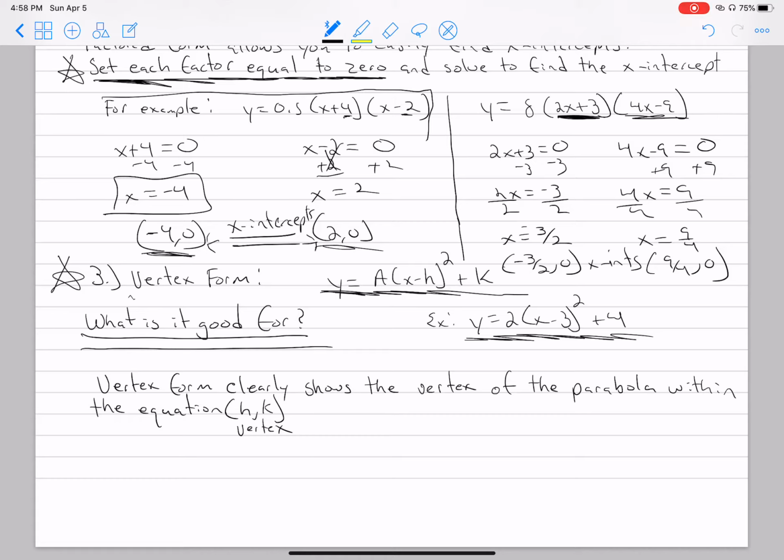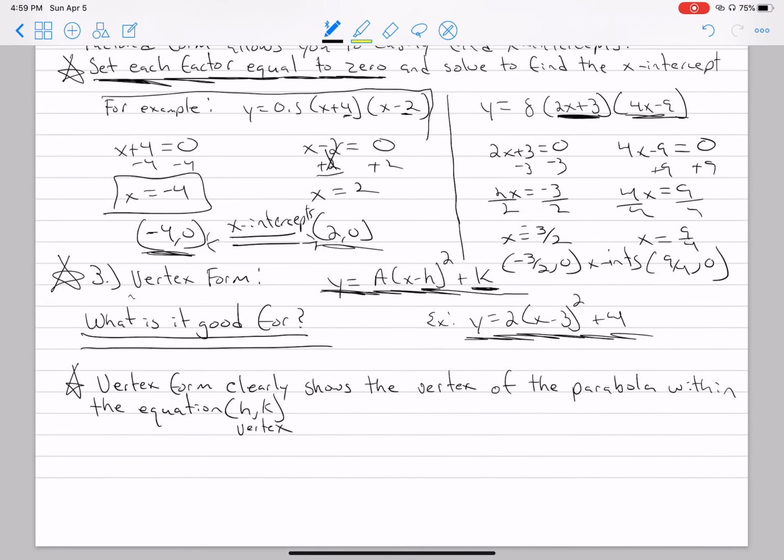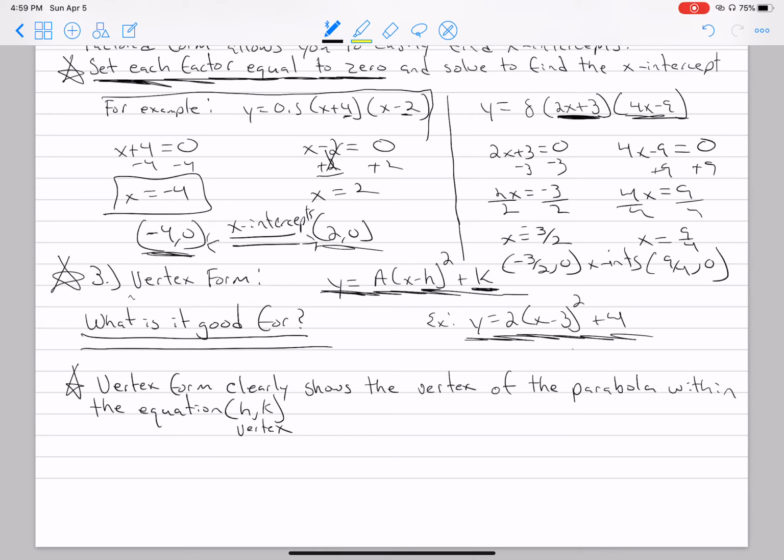I got this. Vertex form is good because it clearly shows the vertex of the parabola within the equation. H and k give me the vertex, right? It's going to be the opposite of h and whatever k is, okay? So in this one, the vertex is going to be at the point 3, 4, because I take the opposite of this. So it says -3, so the vertex is at +3, 4. That would be the vertex.